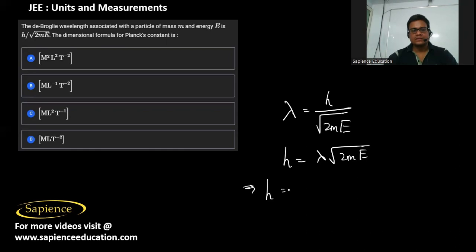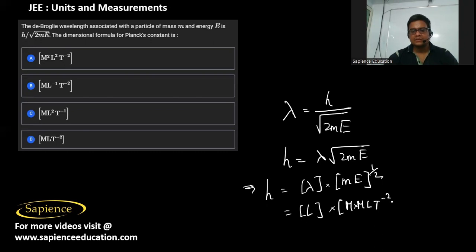So now the dimensional formula for Planck's constant is the dimensional formula for lambda into the dimensional formula of mass into energy, power half, since it is the square root. So wavelength is a type of length only, so its dimensional formula is L, and mass is M, and energy means it is force into displacement. So force is mass into acceleration, M L T power minus 2 into L, whole power half. So that will be equal to L into M square L square T power minus 2 whole power half.